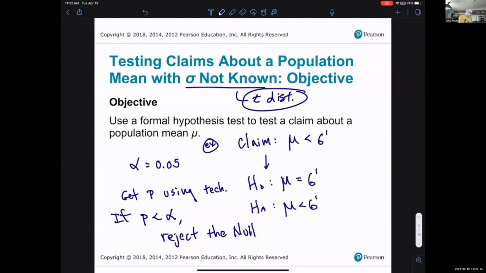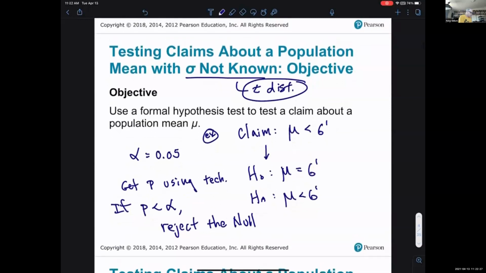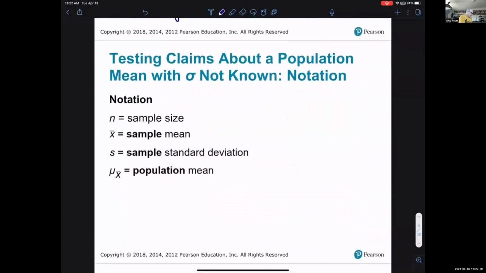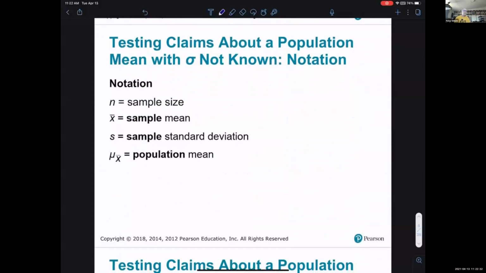All right, so let's see how they address this idea of achieving this objective. So they remind us of notation, and what's different in our notation this time. Sample size becomes very important when you're doing a t-distribution, because remember, we have this thing called degrees of freedom, which is equal to 1 less than the sample size. The t-distribution changes based on the sample size. The larger the sample size, the better. The bigger your sample size, the more the t-distribution just looks like a standard normal distribution.